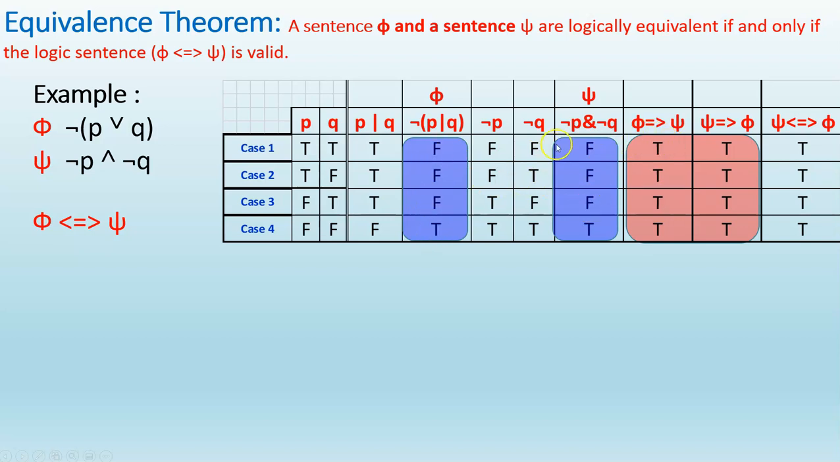So if these are identical truth columns, then this implication must be valid, which, as you can see from the truth table, it is. The same exact argument holds going the other direction, just looking at psi implies phi. This can never be true while that's false, mostly because, well, they're identical.